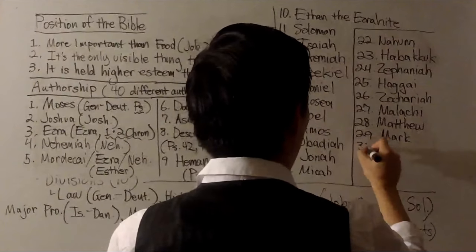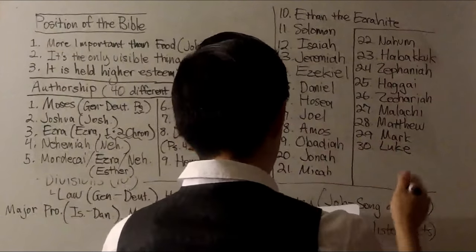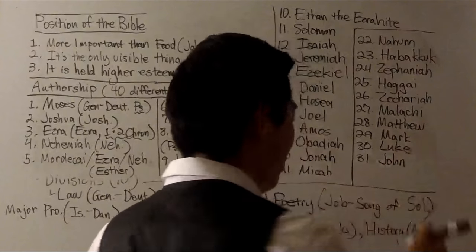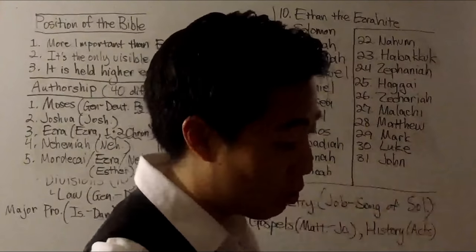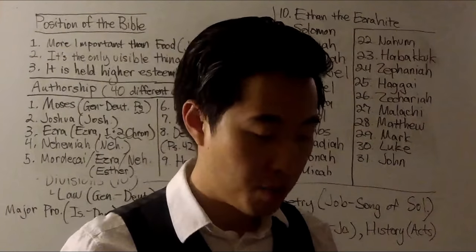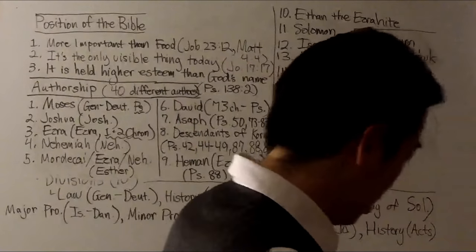Luke obviously wrote Luke. John obviously wrote John. And he also wrote 1st, 2nd, and 3rd John. Well, that's a no-brainer. But he also wrote the book of Revelation. All right, those are the books that he wrote.